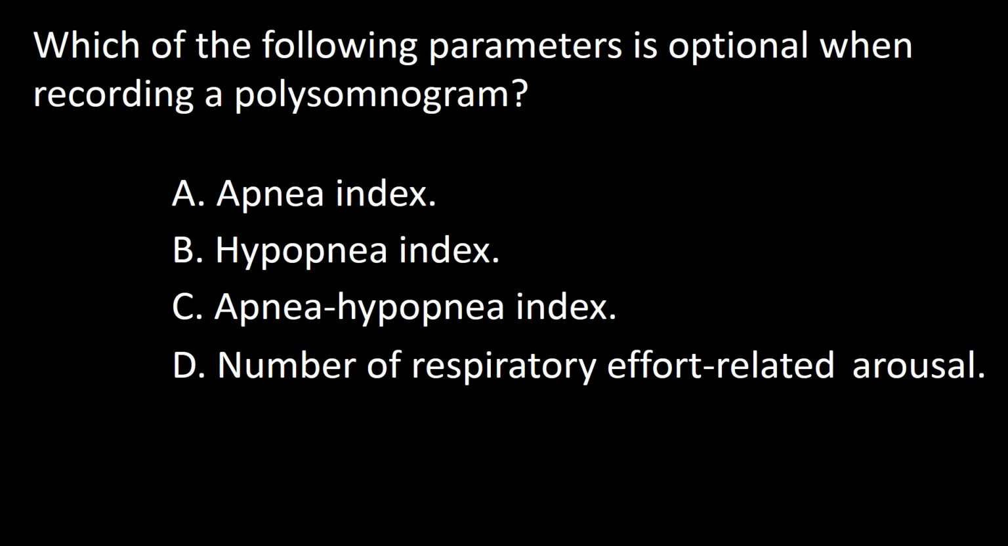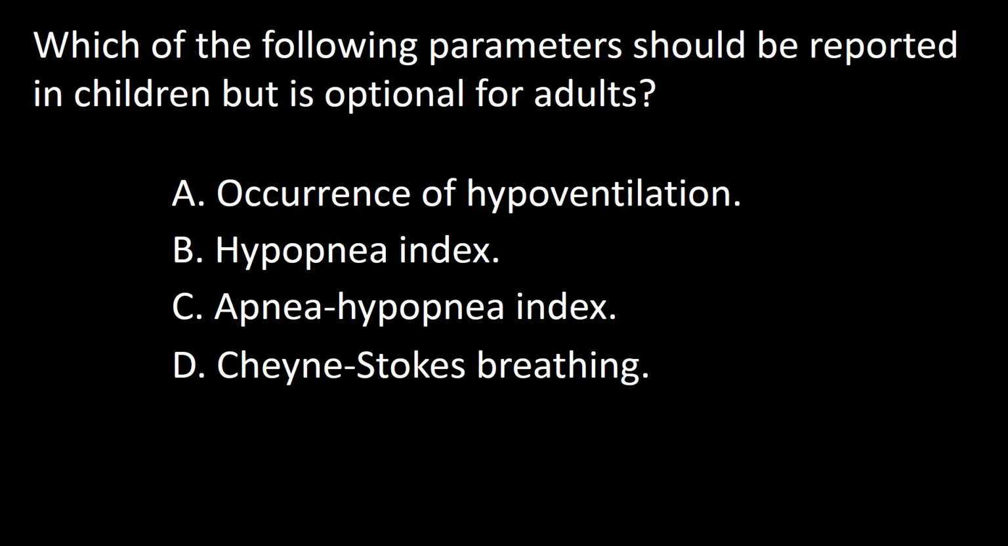So the answer to this question is D. Next question. Which of the following parameters should be reported in children but is optional for adults? A. Occurrence of hypoventilation. B. Hypopnea index. C. Apnea-hypopnea index. D. Cheyne-Stokes breathing.